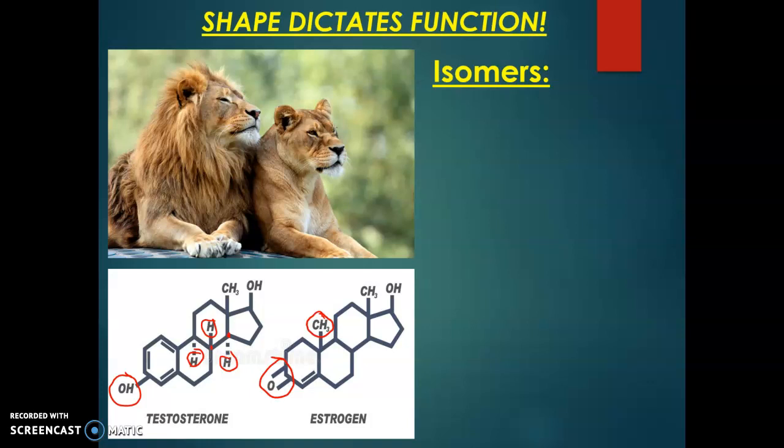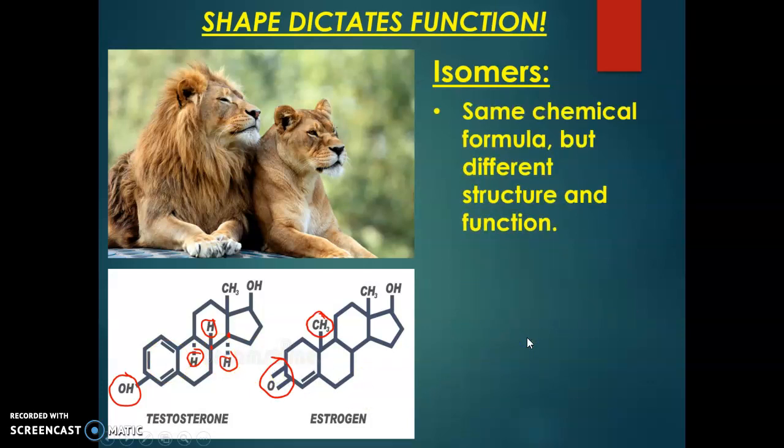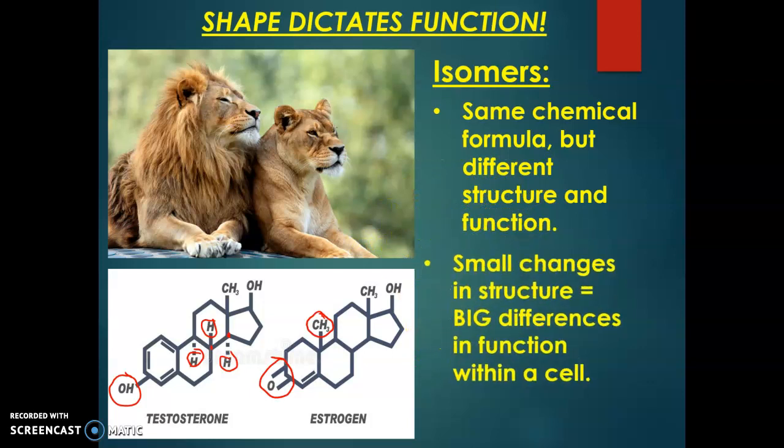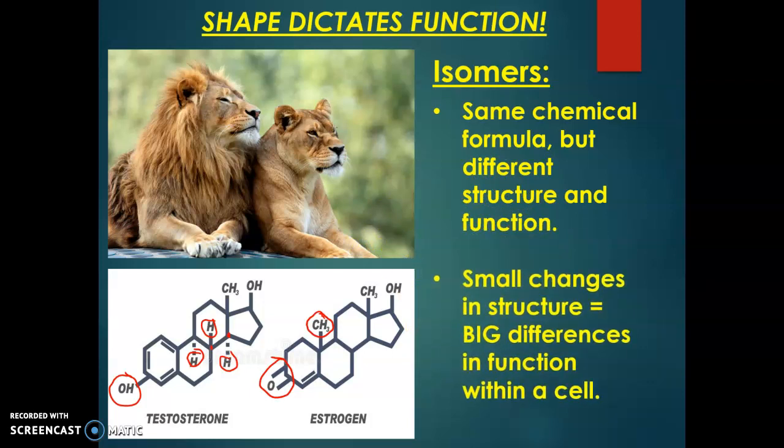And this is what we call isomers. An isomer, as I just mentioned, is something that has the exact same chemical formula, but the structure of it is different, and as a result, the function is going to change. So what you need to take from this is that small, tiny changes in the structure can have ultimately big impacts on what the function of a molecule or macromolecule is going to be within a cell.